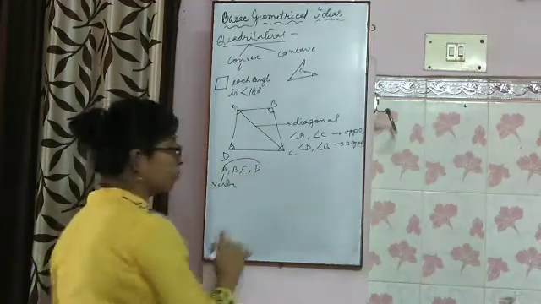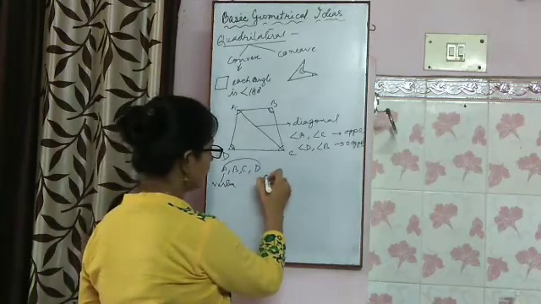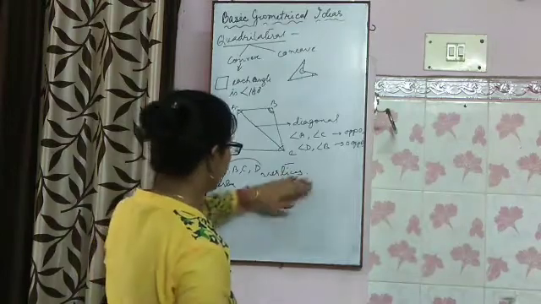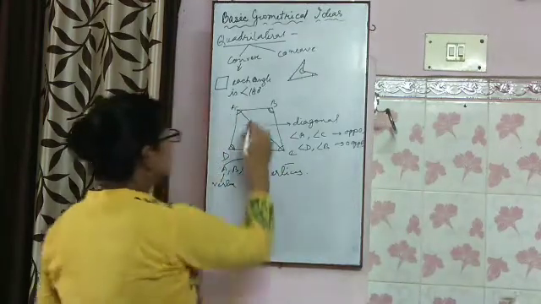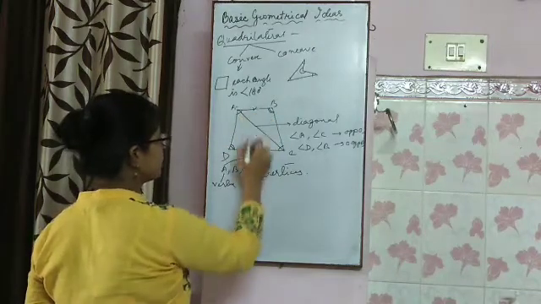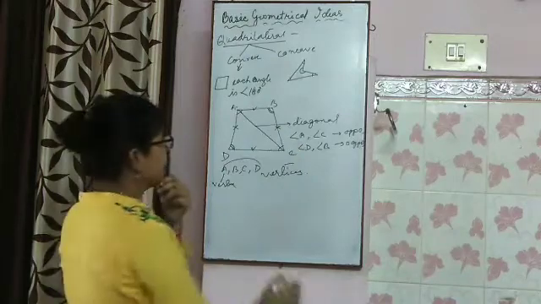But as a whole, many points, if you take, then vertices. This whole we call vertices. It's a plural form of vertex. So these are opposite angles, like opposite sides. These two are opposite. These two are opposite sides.